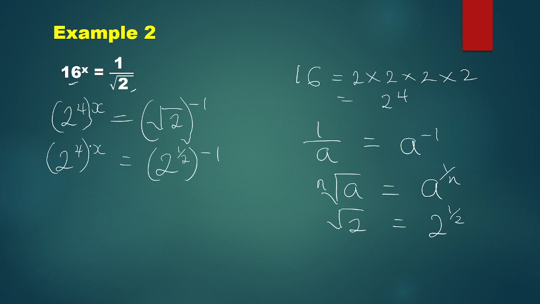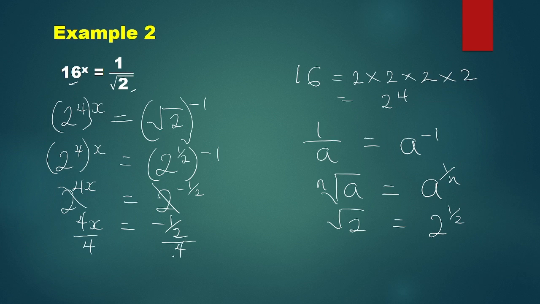Then I will multiply my powers. 4 times x will simply be 2 raised to the power of 4x equals 2 raised to the power of minus 1 over 2. Now the bases are the same, so I can cancel the 2 base. I'm left with 4x equals minus 1 over 2. If I divide both sides by 4, x will simply be equal to, now minus 1 over 2 divided by 4 is the same thing as minus 1 over 2 multiplied by 1 over 4.